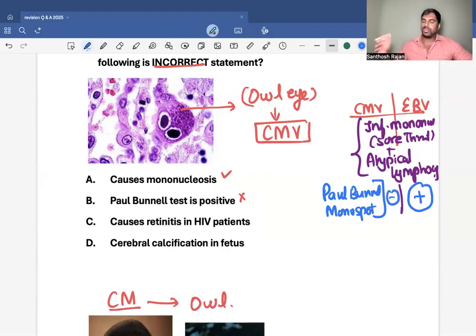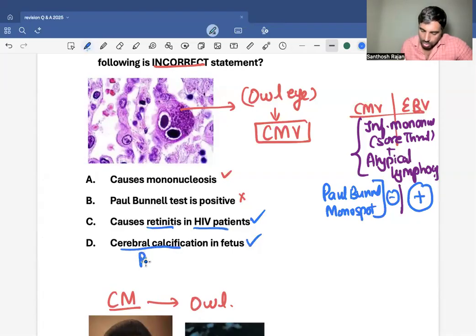That's all. Apart from that, other things, EBV causes a lot of cancers and all. CMV doesn't cause cancer. It causes congenital infection, calcification, microcephaly, those symptoms, chorioretinitis. So that's the thing. Okay. So now, it causes retinitis in HIV. Definitely yes. It causes HIV retinitis. Cerebral calcification in the fetus. Definitely yes.